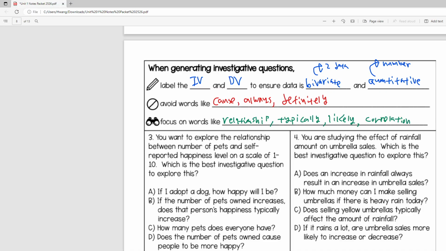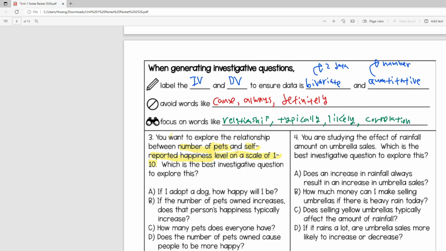Now, let's actually read the question. I have 4 examples that will help you for the SO exam, and let's go over them one by one. You want to explore the relationship between number of pets and self-reported happiness level on a scale of 1 to 10. So you have those two variables. Which is the best investigative question to explore this? And you have 4 choices, and we're going to check if those are good examples.